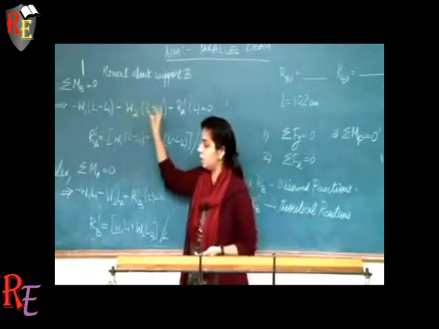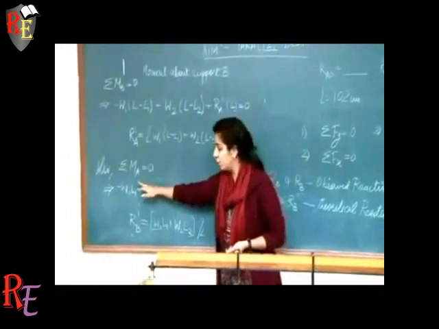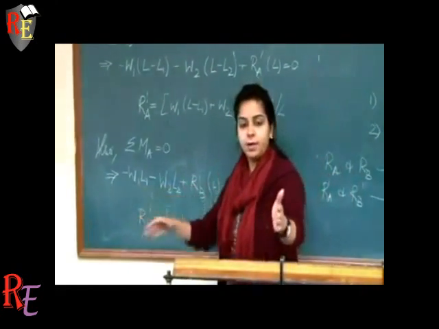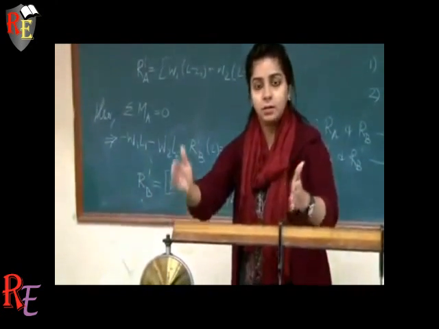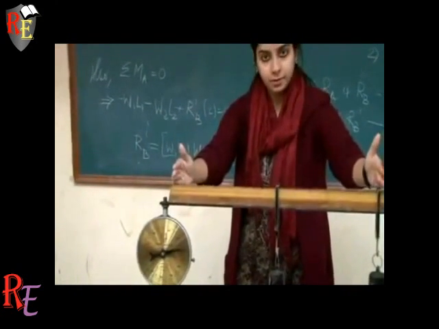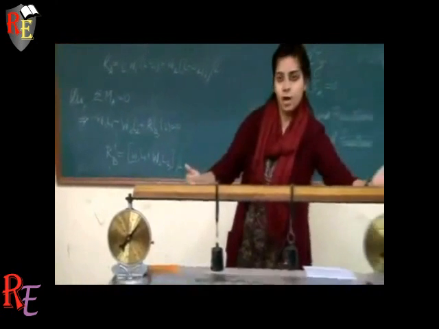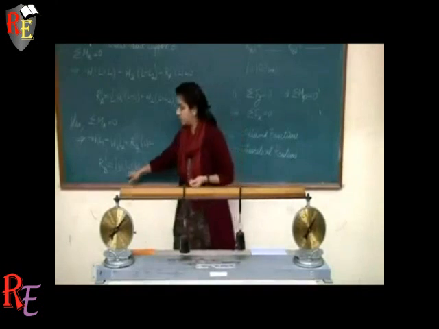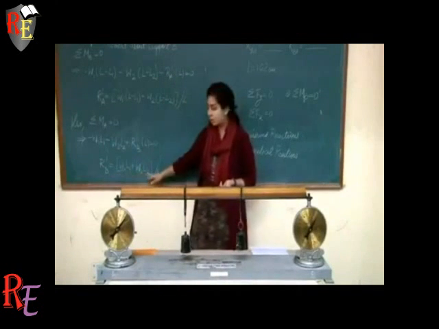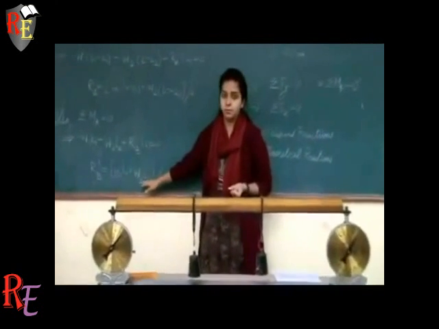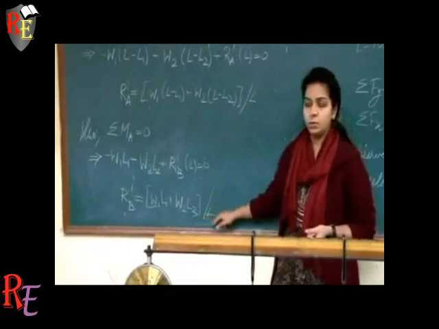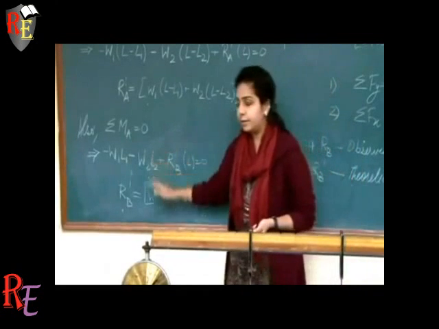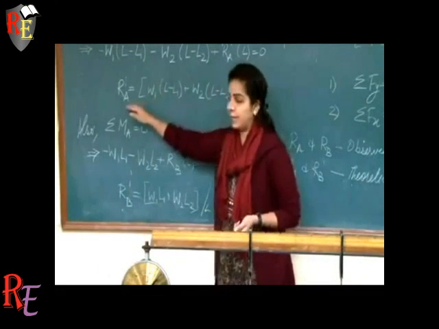Similarly, if you apply the law of moments at support reaction A, we observe summation of MA should be equal to 0, and similarly we have weight 1 multiplied by length L1 minus weight 2 multiplied by length L2 plus reaction RB multiplied by the whole length L. And again, by simple arithmetic, we observe RB is equal to weight 1 into L1 plus weight 2 into L2 divided by the whole length L. These are the equations from which you get theoretical reactions for support A and B.